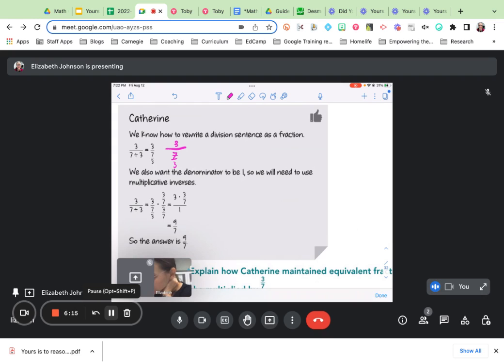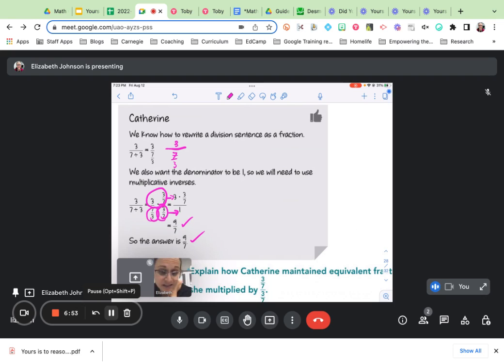Well, I have 3/7 over 3. And what's my reciprocal of 7/3? 3/7. These are reciprocals. So what we're going to do here is multiply both the numerator and the denominator by 3/7. And when we do that, we end up with 1 in our denominator, and we end up with 3 times 3/7 in our numerator. Whew, Catherine, this is a little bit of a confusing answer, but you are correct. 3 times 3/7 is 9/7, and so that's what the answer would be.